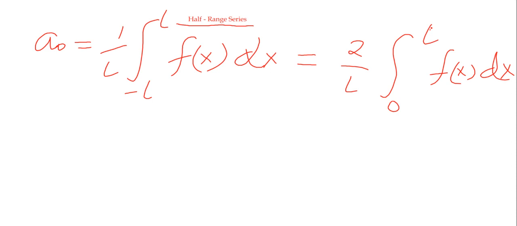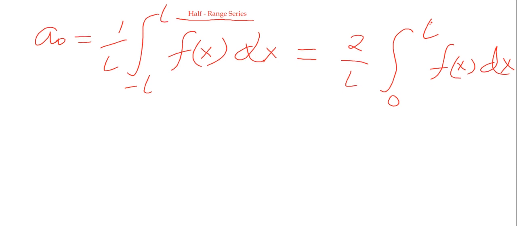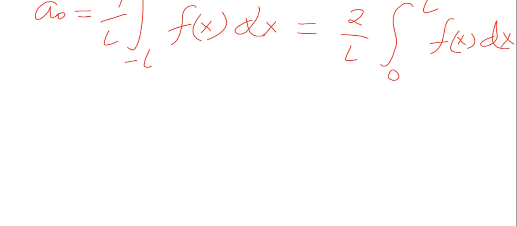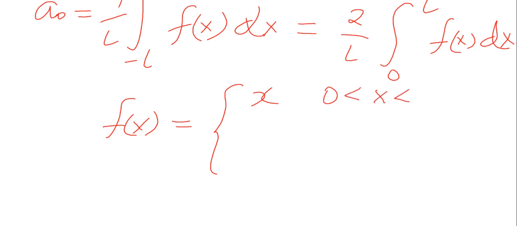What do we mean by half range? By the range, we mean one period. So when we talk about a half range, we mean a function defined over half the period. So in this case, we think of a function, for example, f of x defined to be equal to x in the interval 0 less than x less than 2. In the interval between 0 and 2, the function is defined by x.